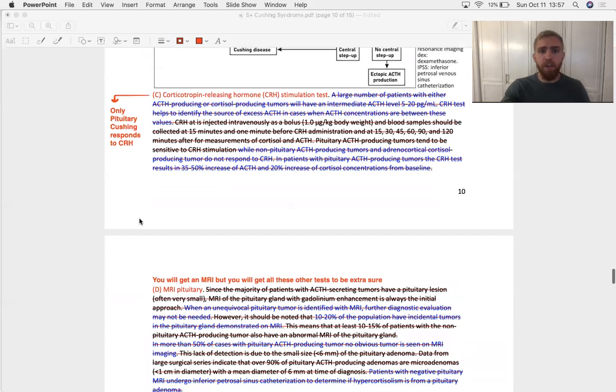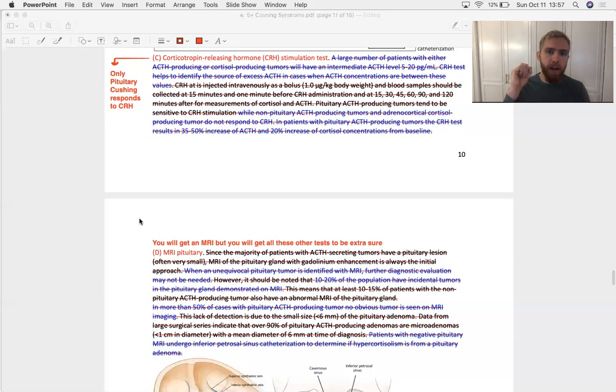You can also take a CRH stimulation test. You can give the patient CRH and see if they start making even more ACTH. Now that's going to be useful in diagnosing a pituitary Cushing syndrome because only the pituitary gland responds directly to CRH. So you would inject the patient with CRH, and if it is a pituitary tumor, ACTH is going to go up, up, up, up, up. But if it's an ectopic ACTHoma in the lungs or somewhere else, ACTH is going to stay exactly the same, just about.